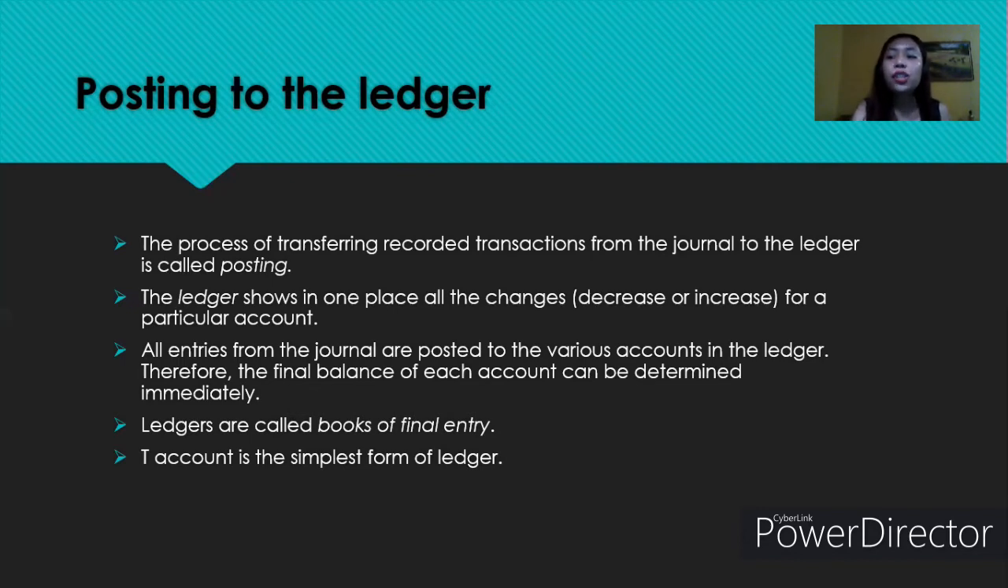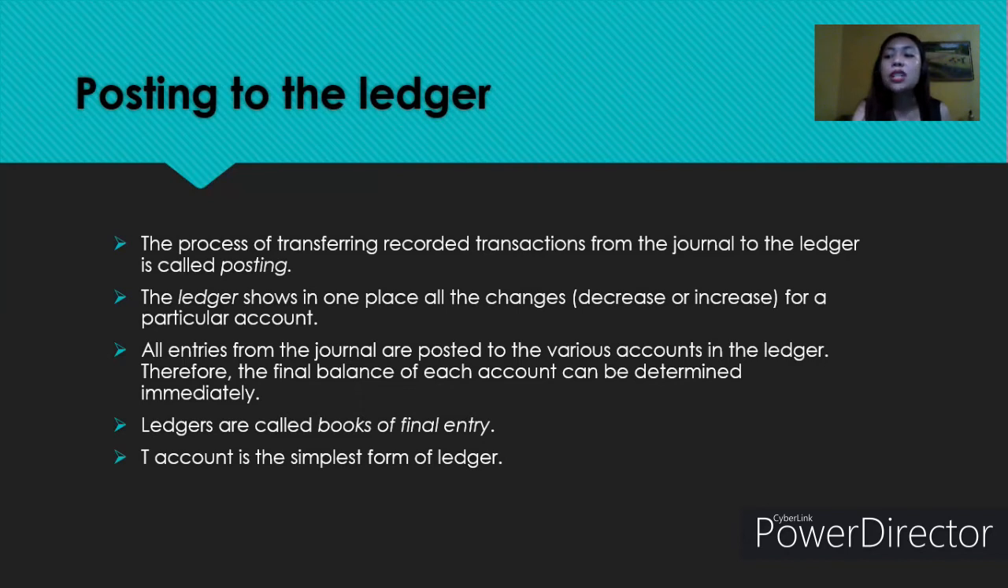All entries from the journal are posted to the various accounts in the ledger. Therefore, the final balance of each account can be determined immediately. This is the reason why ledgers are called books of final entry. So once you're done doing the journalizing entry, it's about time to post to the ledger. And once you are now at the stage of posting it to the ledger, definitely you can call it the final entry. And this is now ready for the summarizing phase.